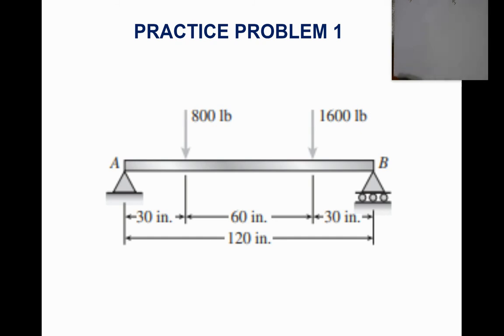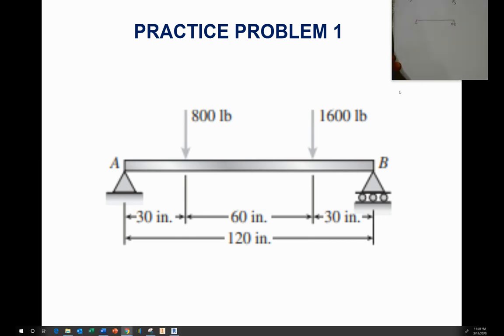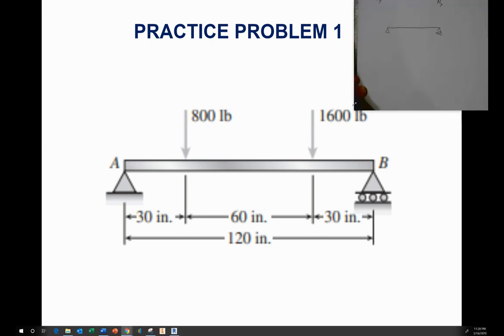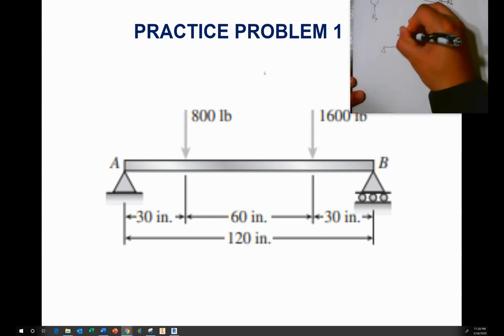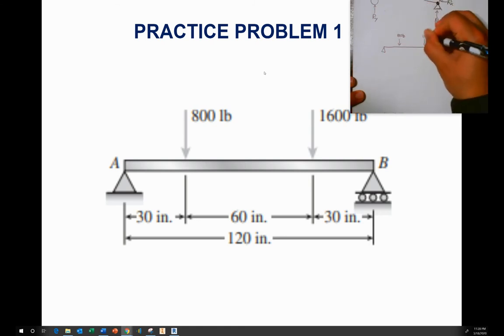So one of the things we're going to do is the following. I'm going to first draw the beam. And because it's got little wheels on it, we know it's a pin support. So I'm going to block it a little bit, but hopefully it's for the best. And then I have 800 pounds. And then I have 1,600 pounds.